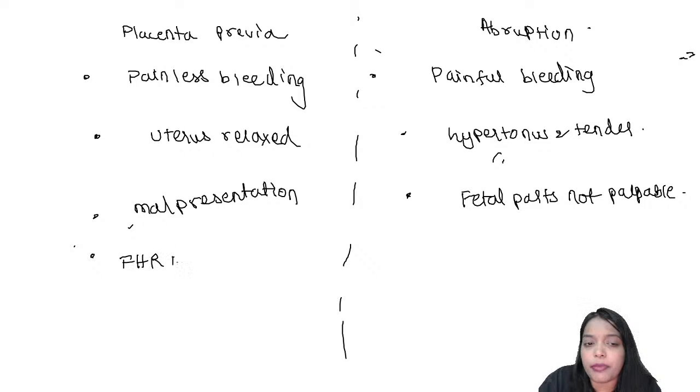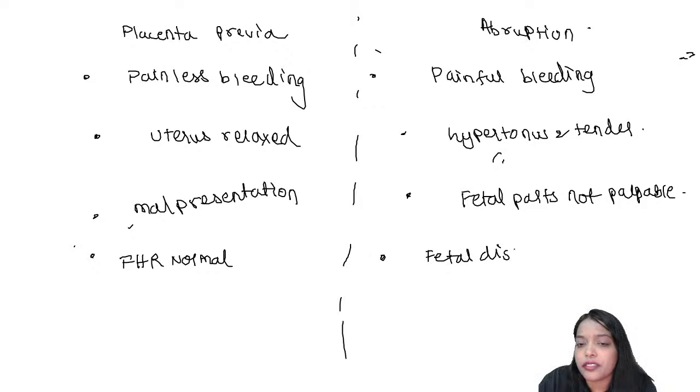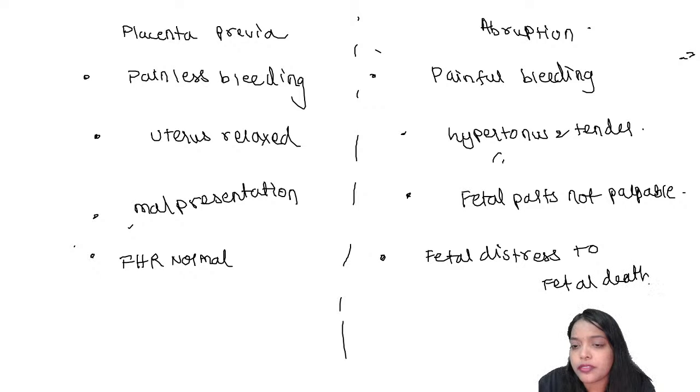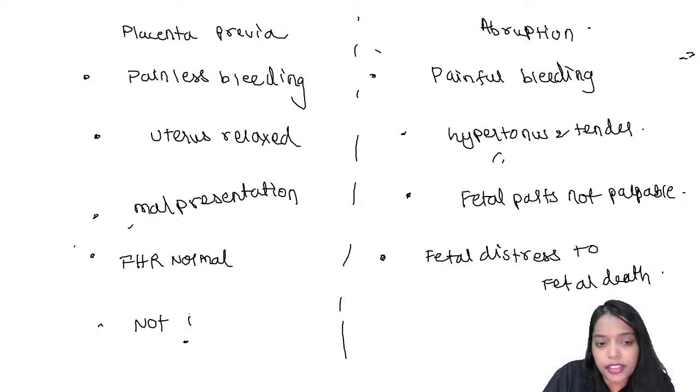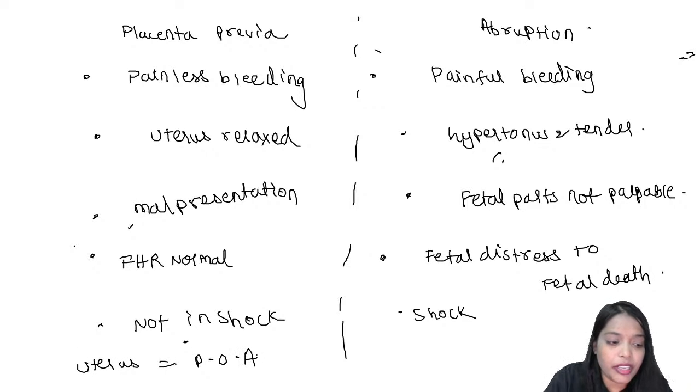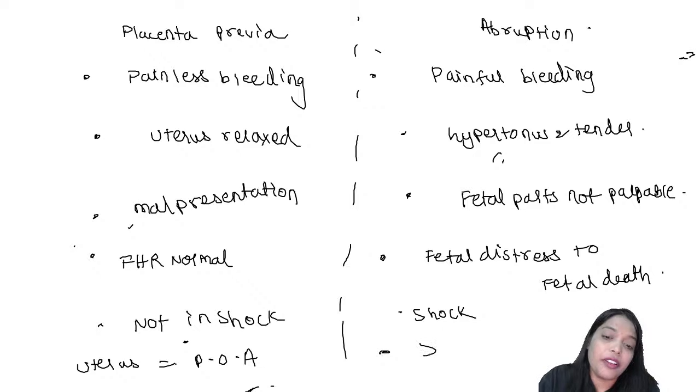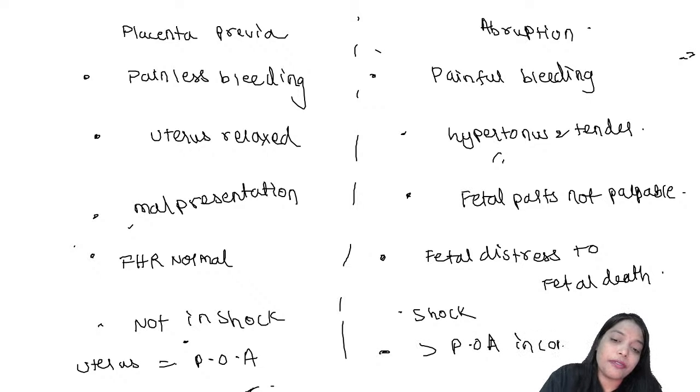In placenta previa, FHR is normal, fetal heart rate is normal. In abruption you have fetal distress to fetal death. Okay. In placenta previa the patient is not in shock. Here they are usually in shock. Uterus is equal to period of amenorrhea, however many weeks, that much only the uterus will be. But in abruption, uterus will be more than period of amenorrhea in concealed abruption. So those are some of the differentiating features.